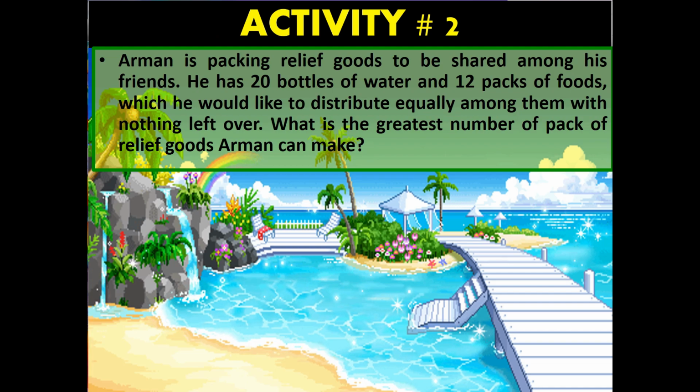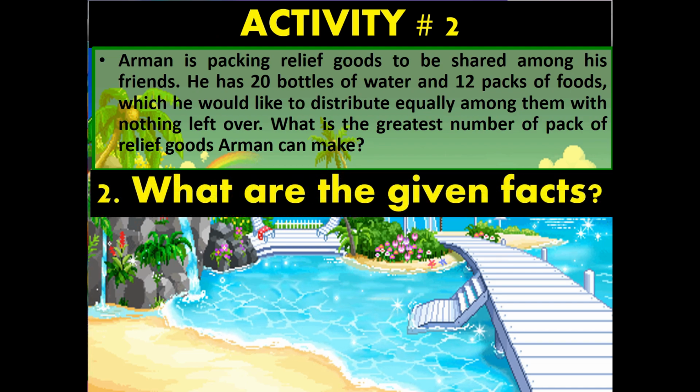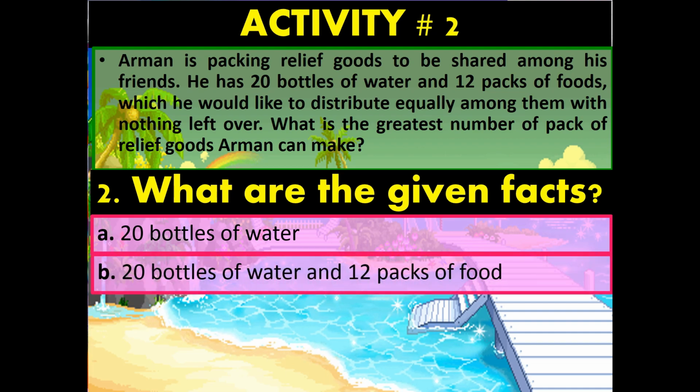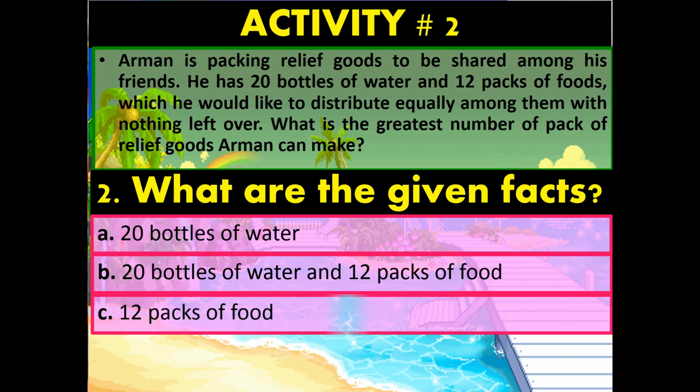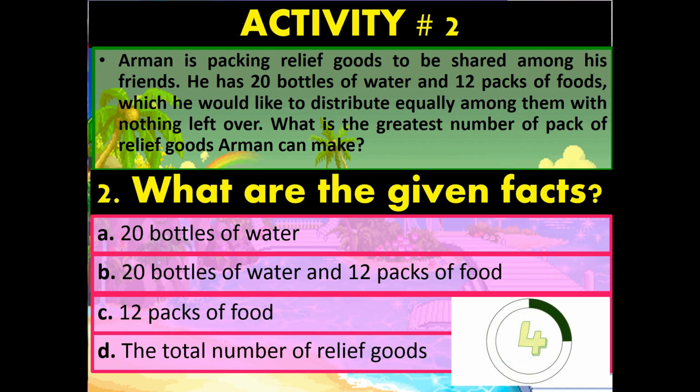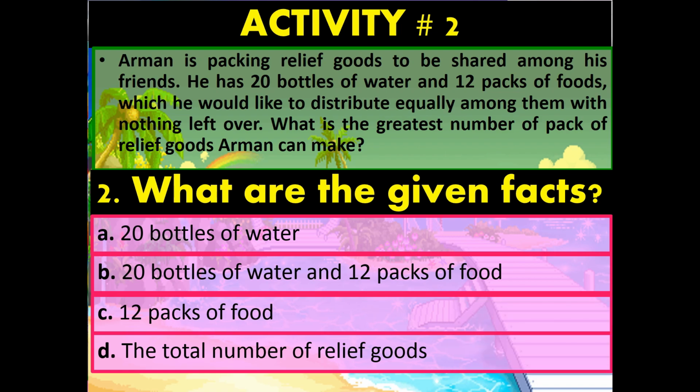Question number 2. What are the given facts? A, 20 bottles of water. B, 20 bottles of water and 12 packs of food. C, 12 packs of food. Or letter D, the total number of relief goods. Your timer starts now. Time is up. The correct answer is letter B.